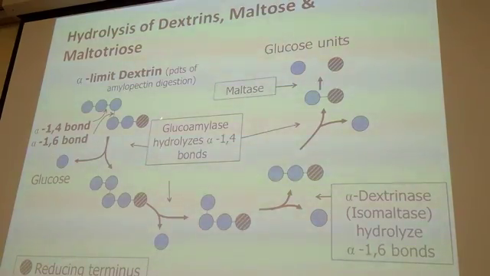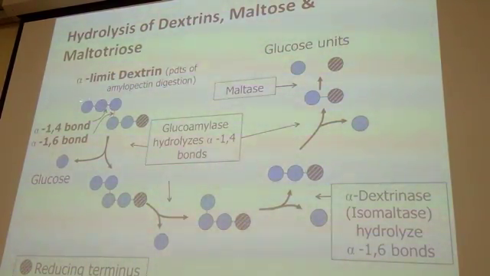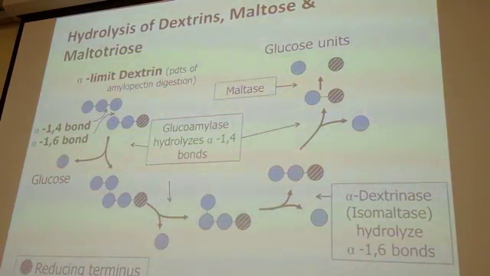So we have our alpha-limit dextrin of glucose that has these various bonds, alpha-1,4, and then those alpha-1,6 branch points. So we have glucoamylase, and it's an exo cutter, so it's going to chew back. So it takes off a glucose, and then we hit our alpha-1,6 branch point. This is cleaved by alpha-dextrinase, also known as isomaltase. And then this can be finished being digested and hydrolyzed by glucoamylase and maltase.